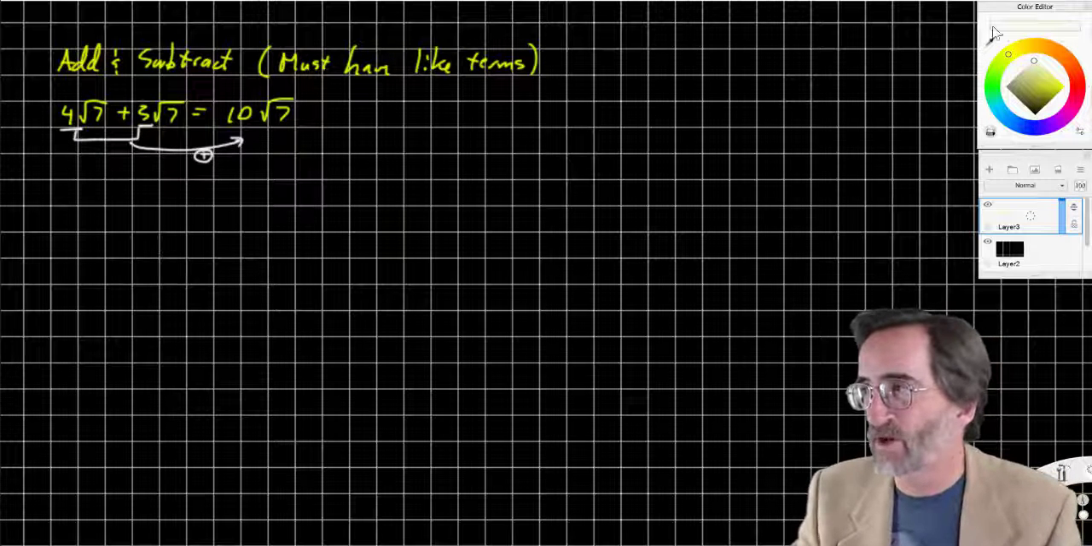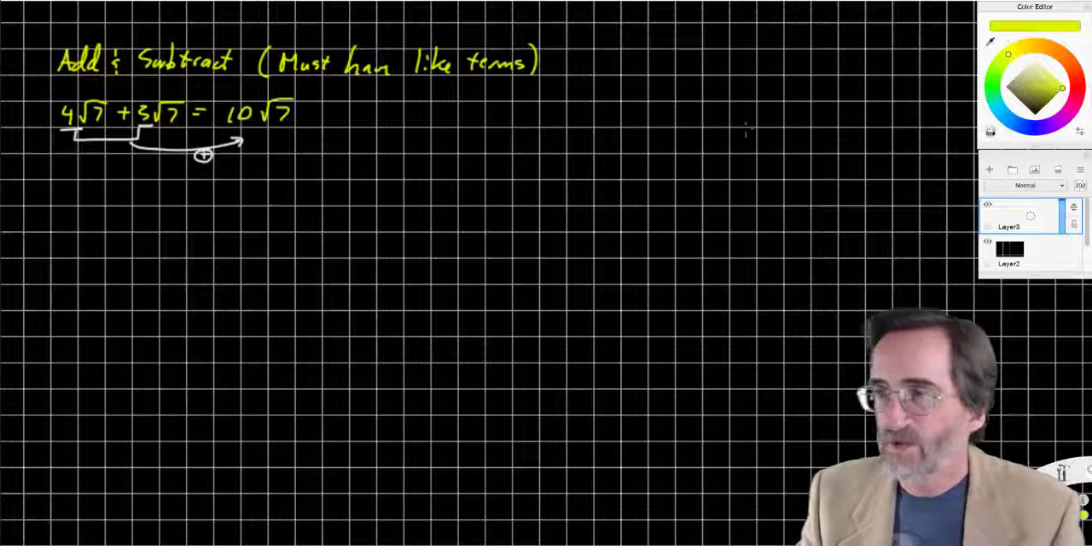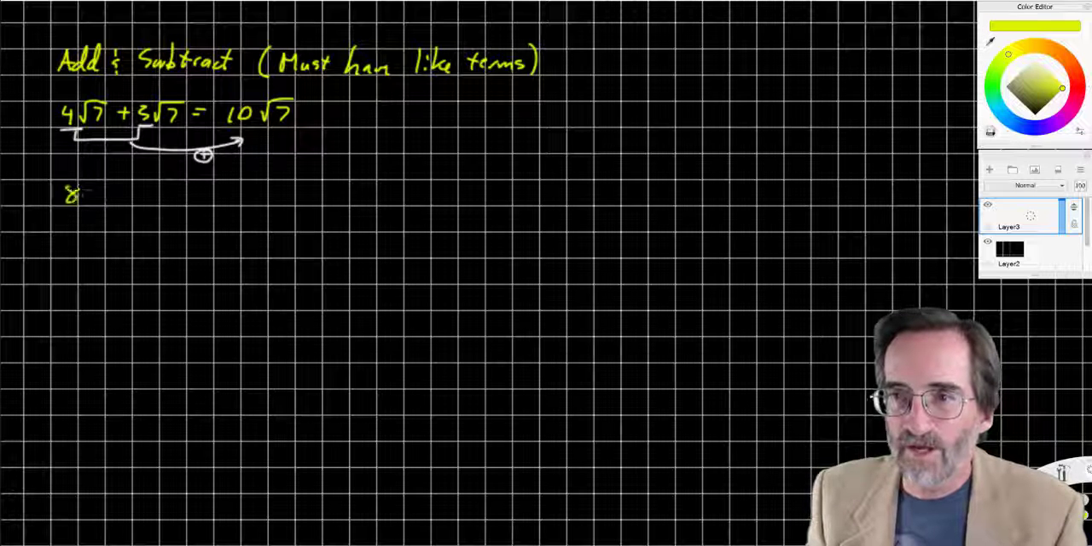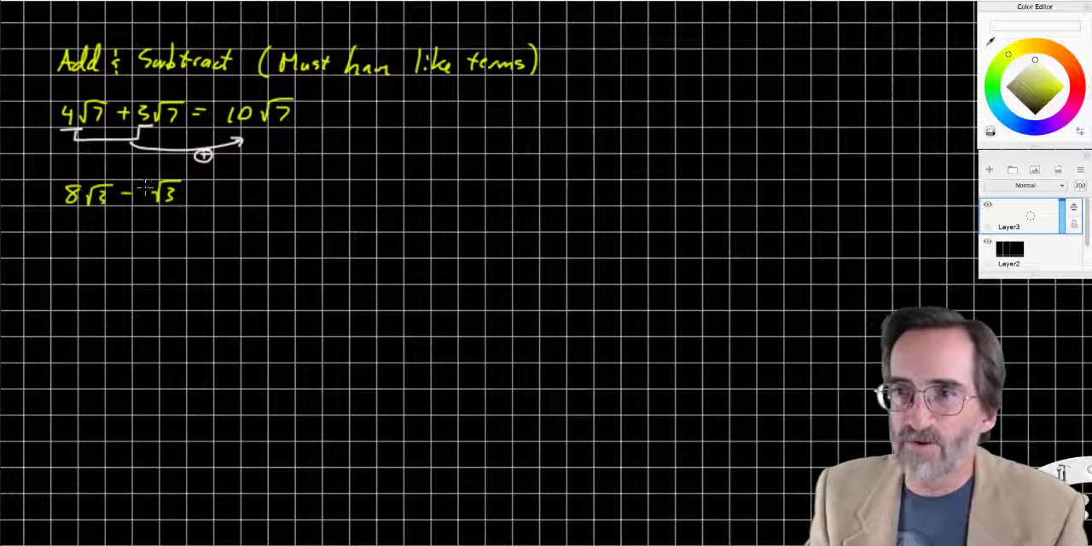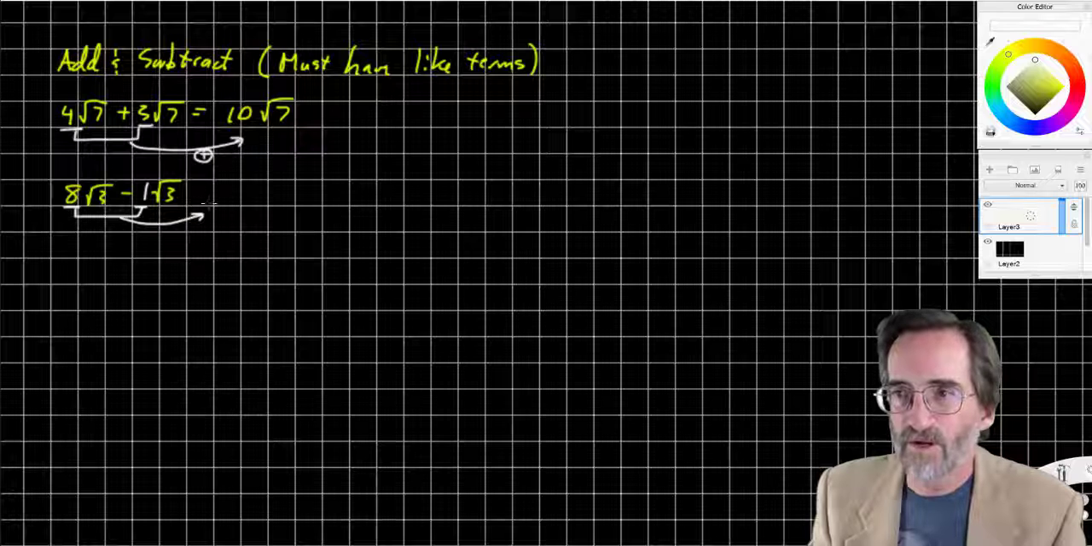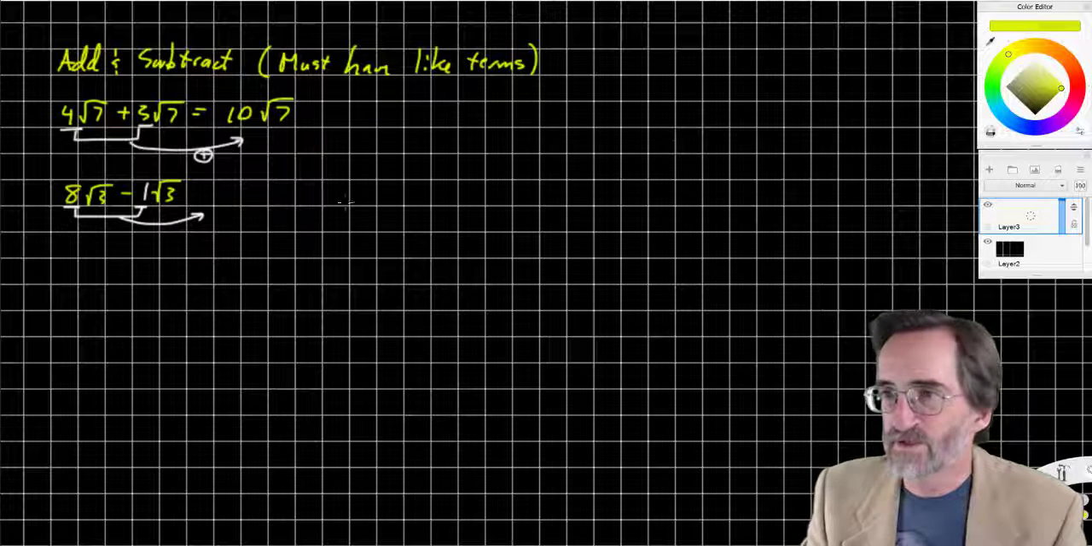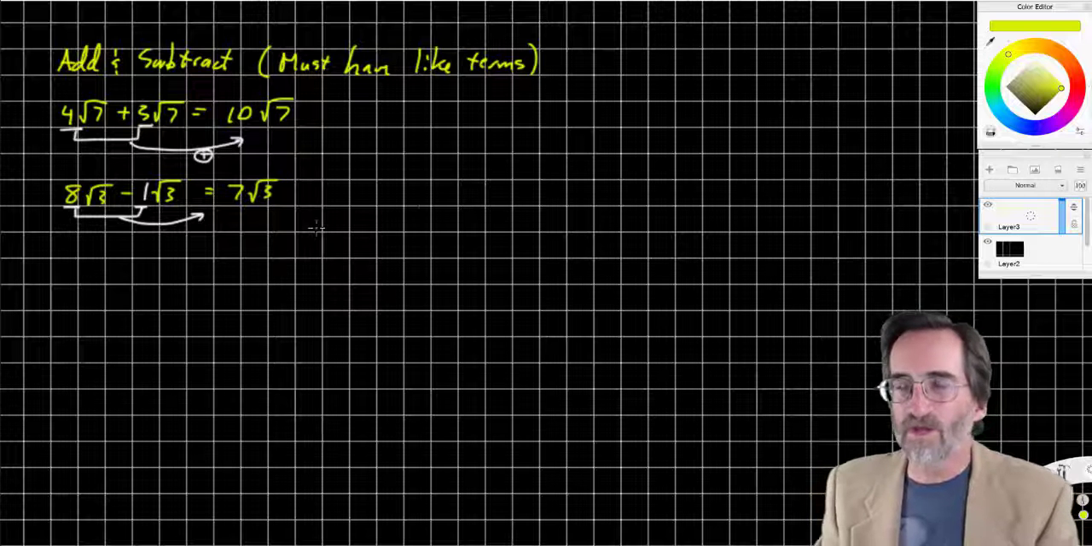And the same thing applies to subtraction. Okay? So if I have 8 root 3 minus root 3, by the way, if there's no number in front of the radical, the number is assumed to be 1. So 8 root 3's take away 1 root 3 is 7 root 3. Okay, so only like terms.